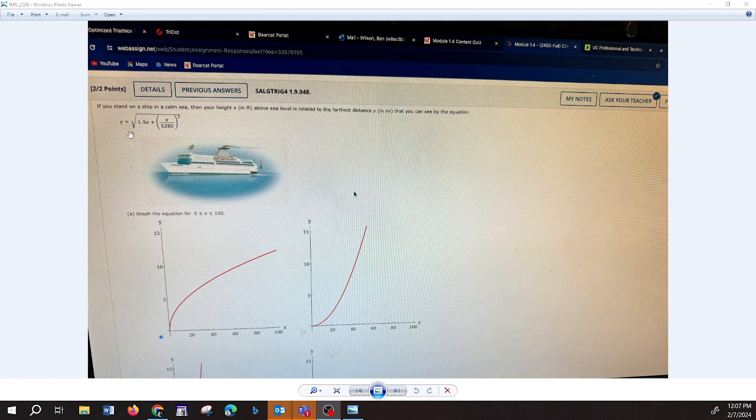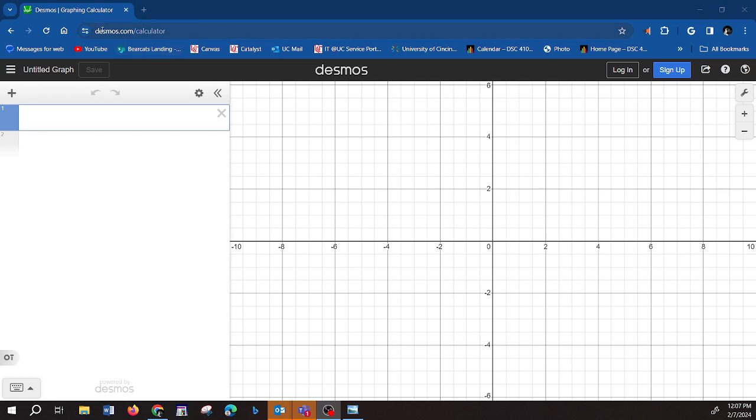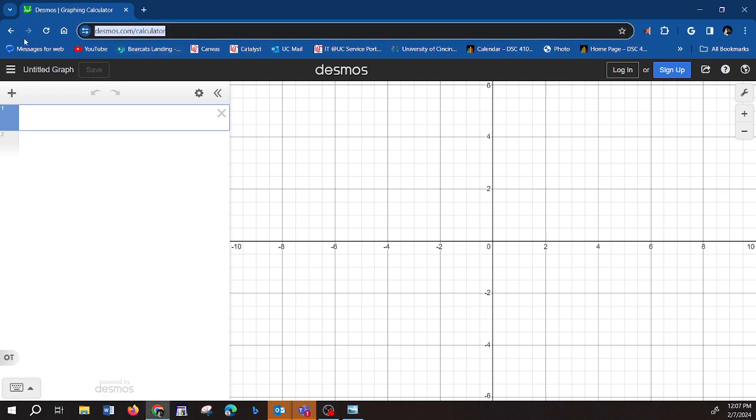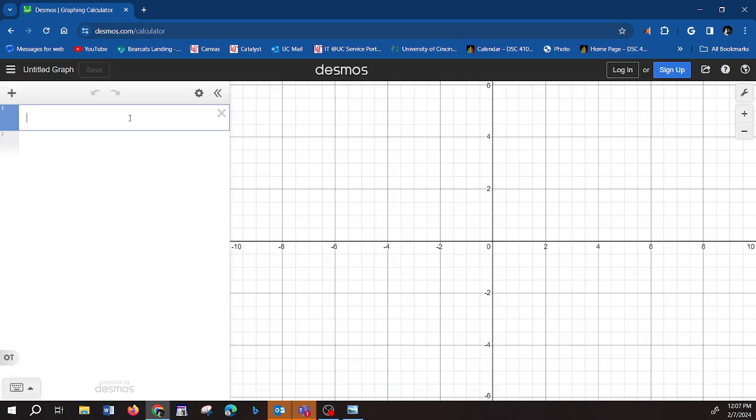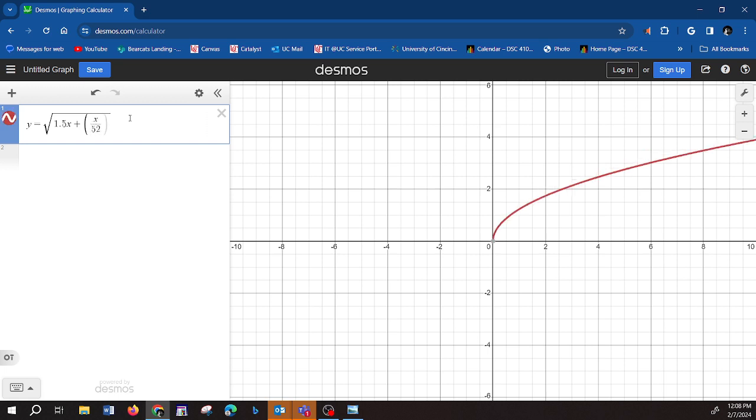I went ahead and wrote down the equation on my piece of paper, and now I'm going to go to Desmos.com and get the graphing calculator. Here's the graphing calculator. I'm going to put in that equation. So y equals, and to get the square root going, probably the quickest way is SQRT, and then inside that square root, I got 1.5x plus a fraction that's going to be squared, so I put that fraction in parentheses. On top was x, and on bottom was 5,280. That's how many feet are in a mile.